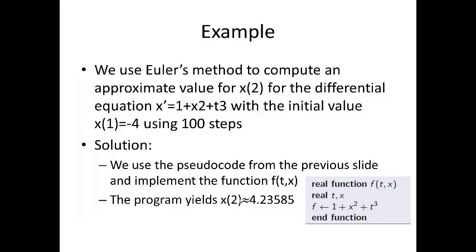So, here we use Euler's method to compute an approximate value for x of 2 for the differential equation x prime is equal to 1 plus x squared plus t cubed with initial value x of 1 is equal to minus 4, using 100 steps. We use the pseudocode from the previous slide and implement the function f of t, x, as you can see over on the right. Now, the program yields x of 2 is equal to 4.23585.